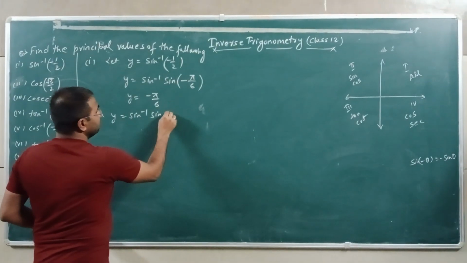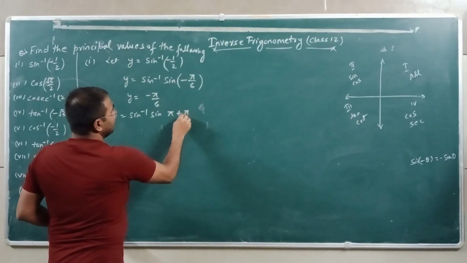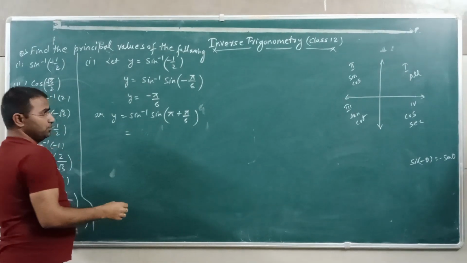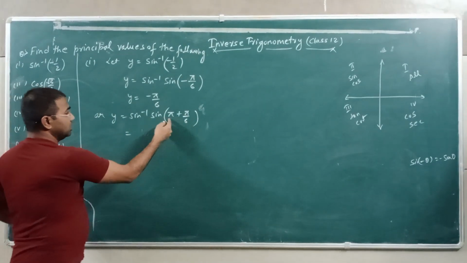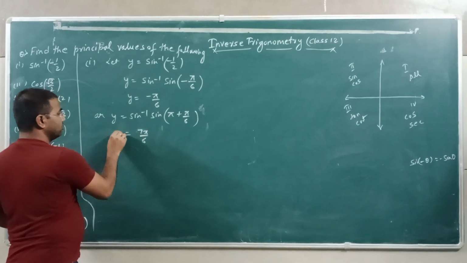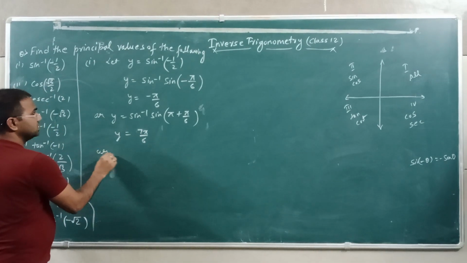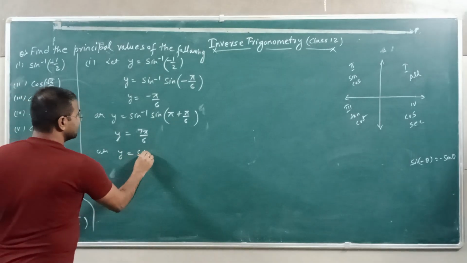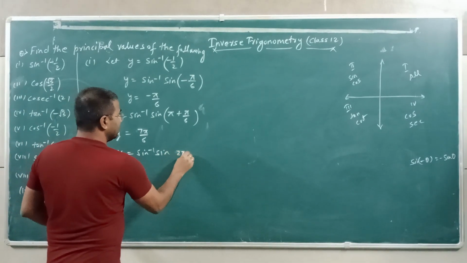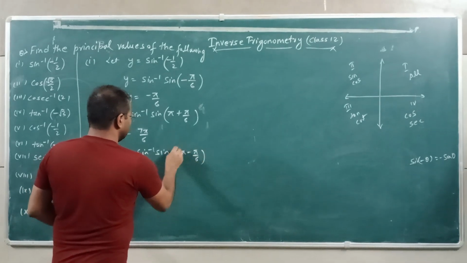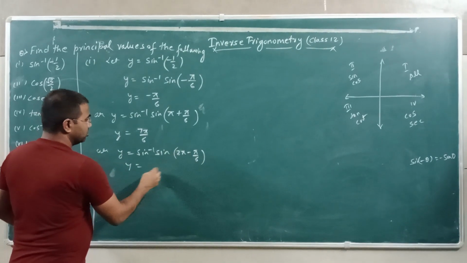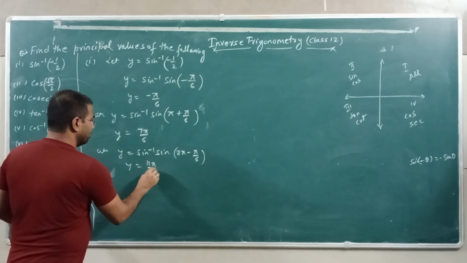So if you write sine of pi plus pi upon 6, then you will get 7 pi upon 6, y is equal to 7 pi upon 6. Or y is equal to sine inverse sine of 2 pi minus pi upon 6. So sine inverse sine gets cancelled, and you will get y is equal to 11 pi upon 6.